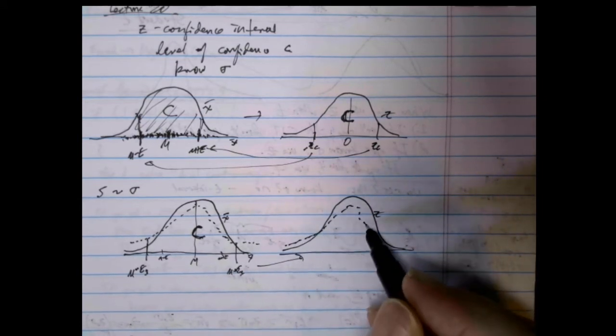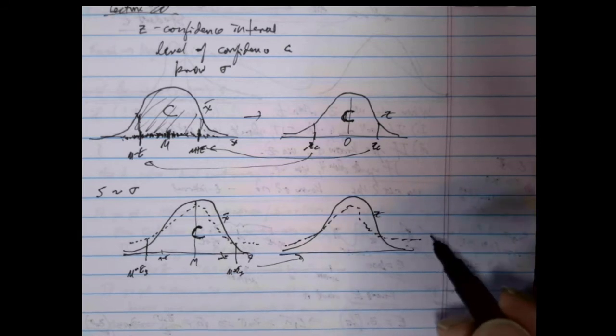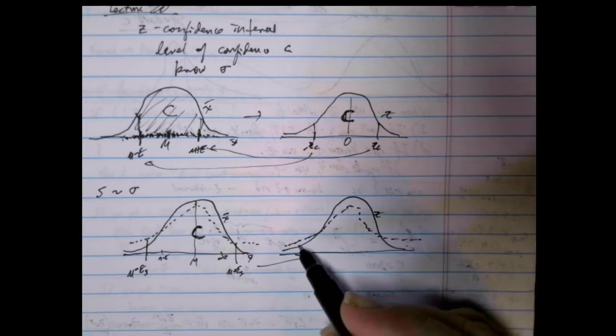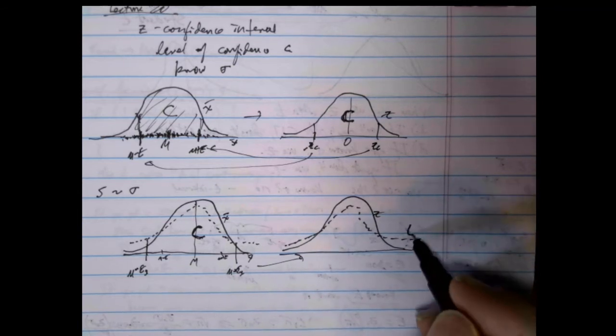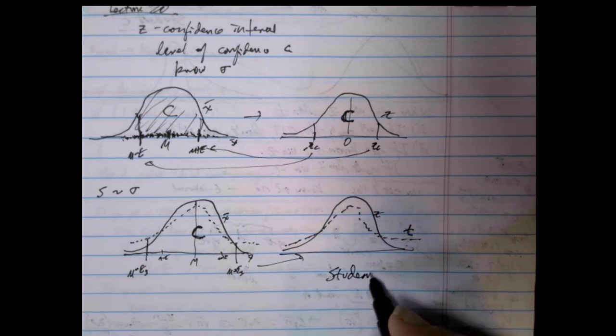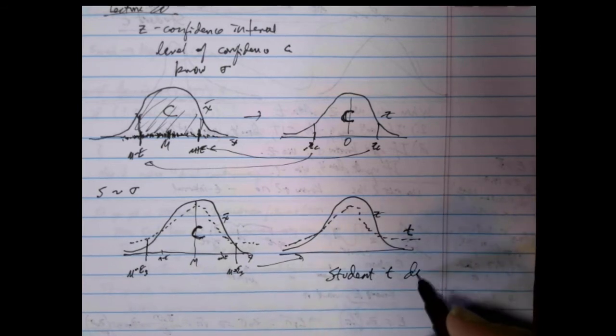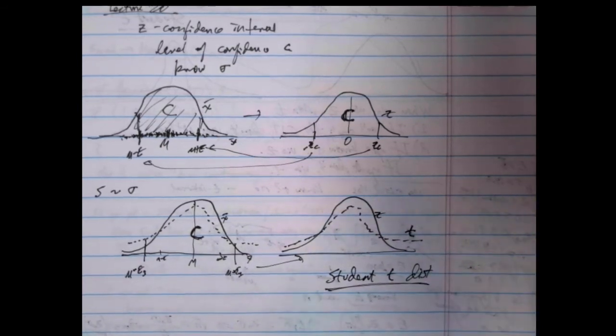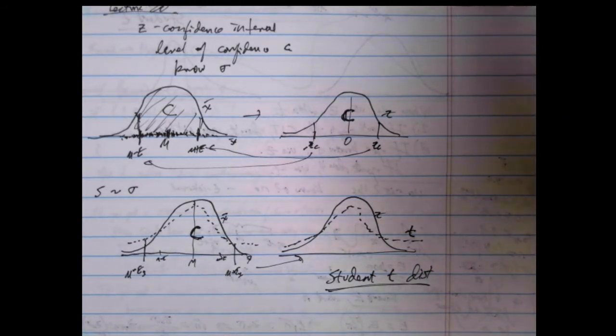You get a curve that looks very much like the standard normal curve, but it is lower in the middle and thicker in the tails. And this curve is called T. It's the PDF for a thing called the student T distribution. For historical reasons, it's called the student T distribution. It's in the book. You can look it up in about 10 million places on Google.